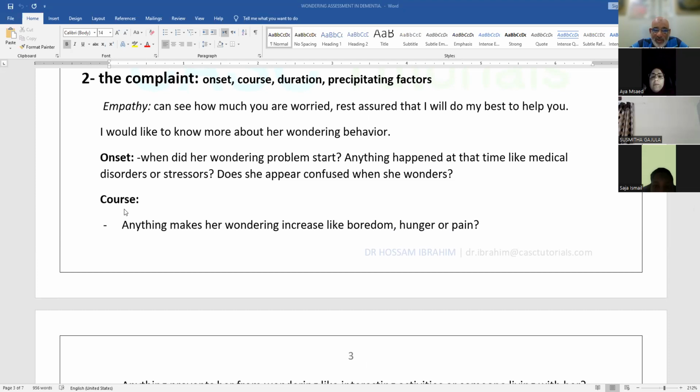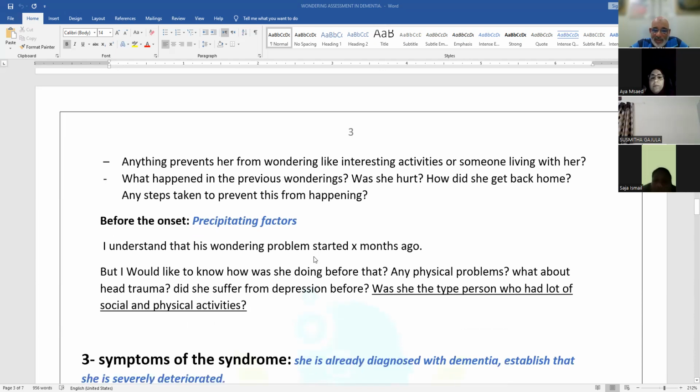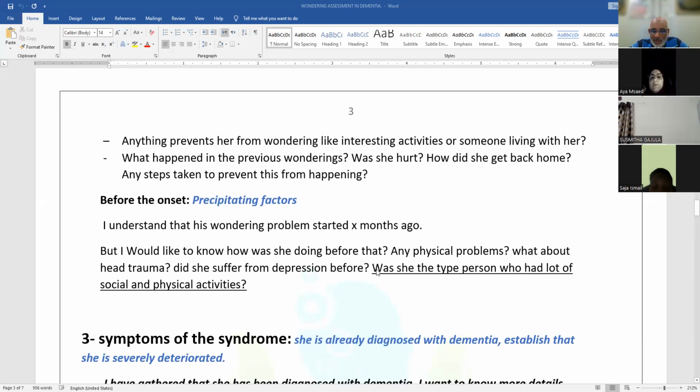We ask about the onset, the course, and then you want to know what came before the onset. Understand that this wandering problem started X months ago or X years ago. This is a very important part of the history. How was she doing before the onset? I would like to know how she was doing before that. Any physical problems? And you will know when you ask this question that she had vascular problems, a vascular dementia issue, depression. Okay, no need to ask a lot about physical and social activities because this is too much. You just want to know if she has any physical problems.